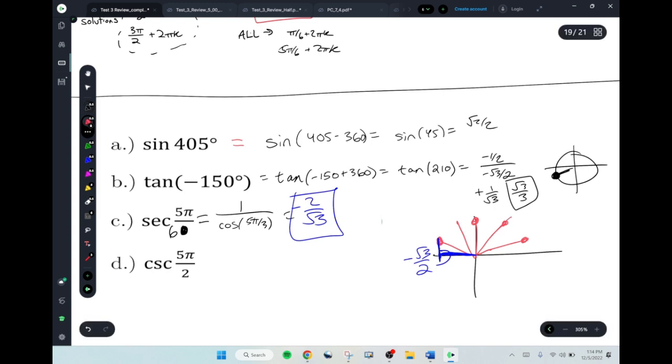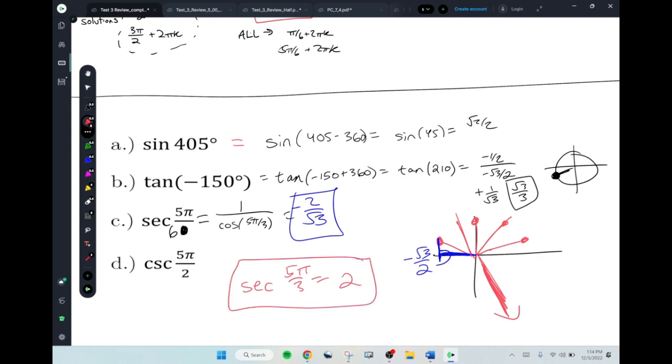5 pi over 3 would have been pi over 3, 2 pi over 3, 3 pi over 3, 4 pi over 3. That one right there, the tall one. So it would have been the cosine, negative 1/2, so positive, just 2. Positive 2, because it's on the plus side now. Okay, well, side note, secant of 5 pi over 3 is 2. But just practice those. Those are good ones.